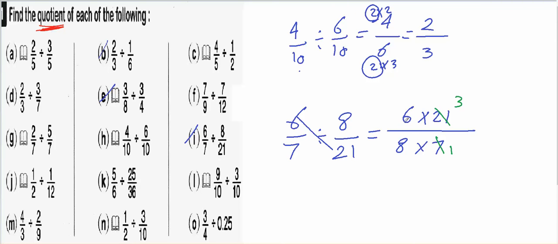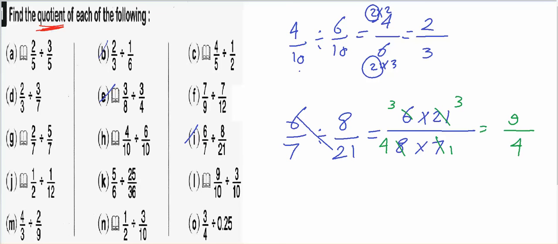We can say that 6 is an even number and 8 is an even number. We can divide by 2 up and down. 6 divided by 2 is 3. 8 divided by 2 equals 4. We can multiply the numerators and denominators. 3 times 3 equals 9. 4 times 1 equals 4.